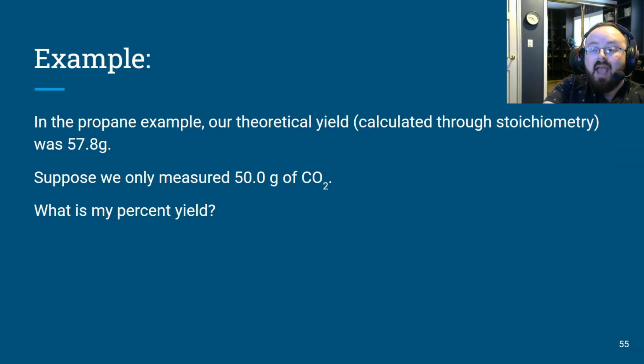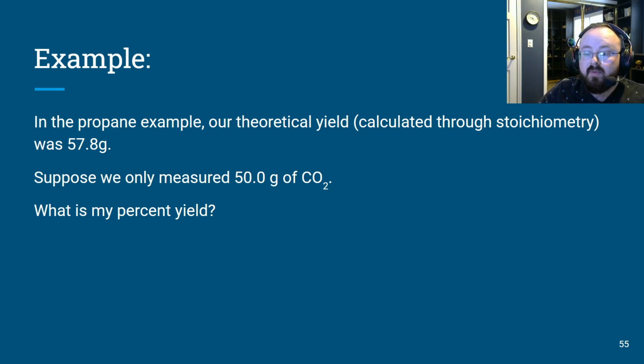But let's say we actually only got 50.0 grams of CO2. Just for whatever reason, some of the carbon dioxide escaped, or maybe there was a side reaction. A lot of times when there's incomplete oxygen, just as an example, you'll start getting carbon monoxide. That's different than carbon dioxide. So let's say for whatever reason, we don't get the full amount.